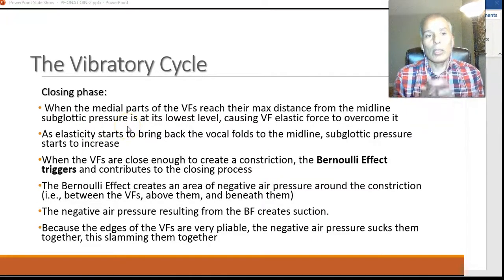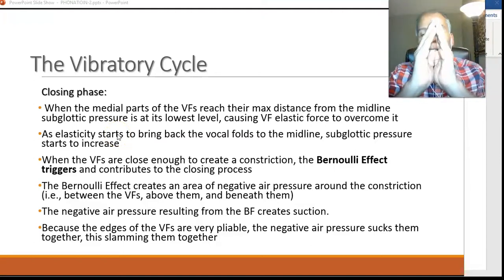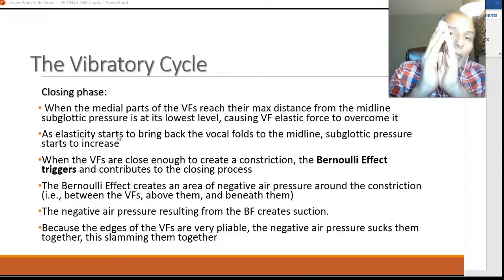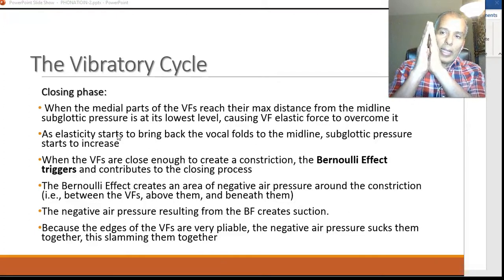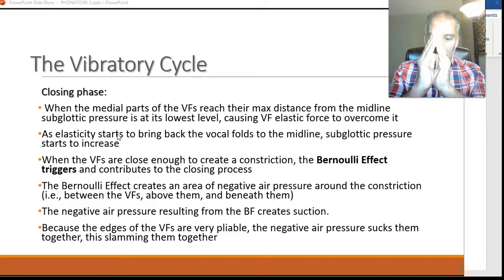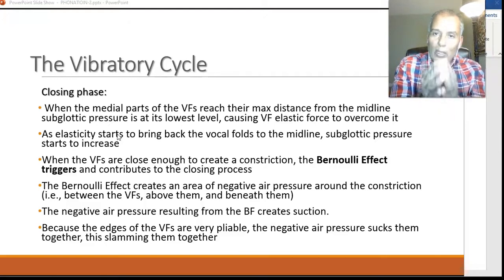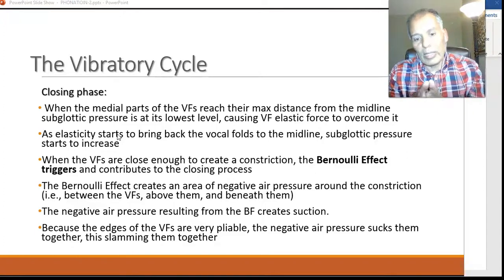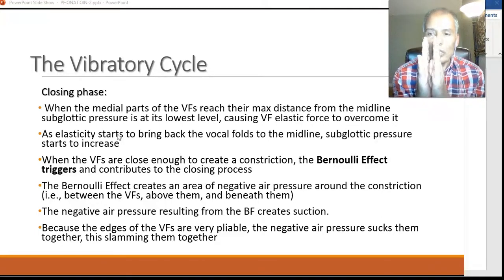So, the closing phase begins, of course, at the end of the opening phase. The vocal folds are far like this, displaced. At this point in time, we say the elastic force is at the maximum level. At the same time, the subglottic pressure is at the lowest level. That causes the elastic force of the vocal folds to swing the medial edges back to the midline. As the vocal folds start to swing back to the midline, subglottic pressure continues to build up, and the elastic force begins to decrease. They will come to a point where they are just about even. But the vocal folds are approximated, they are not yet fully adducted, we cannot speak.